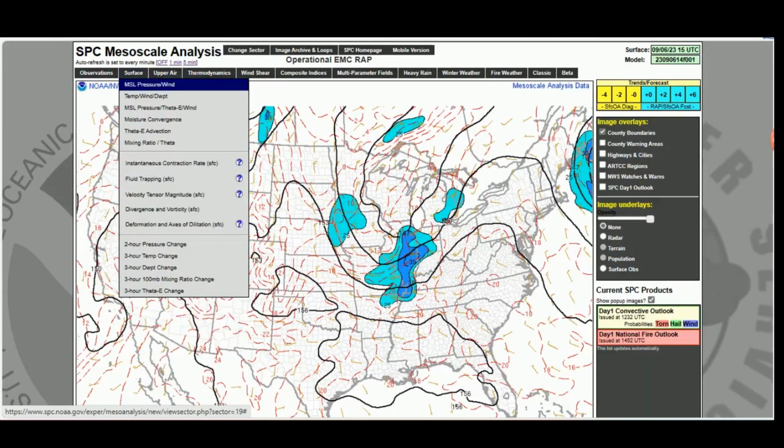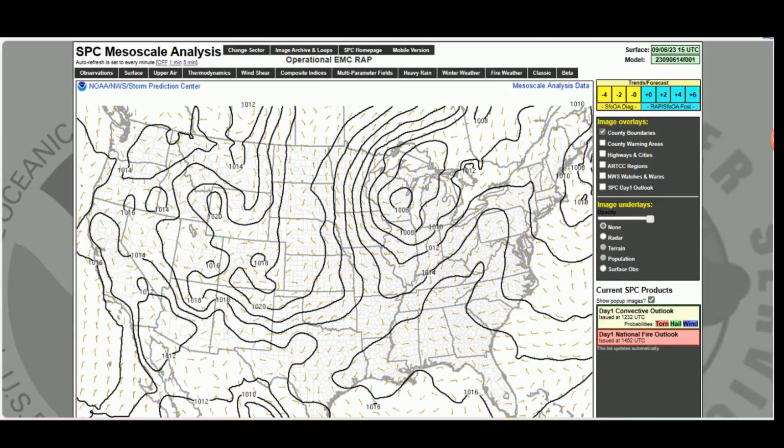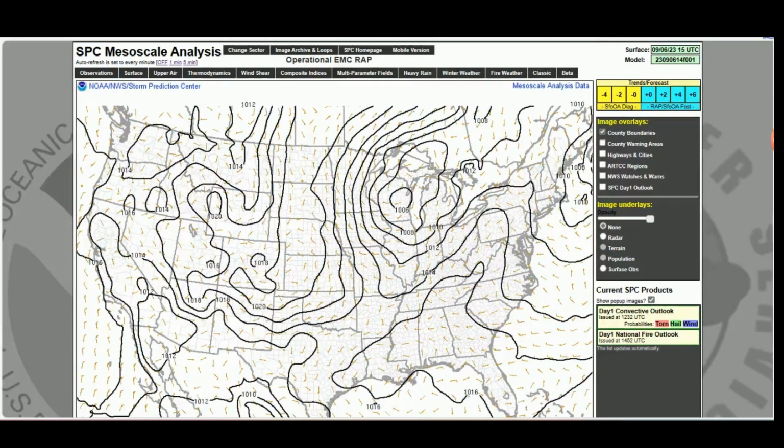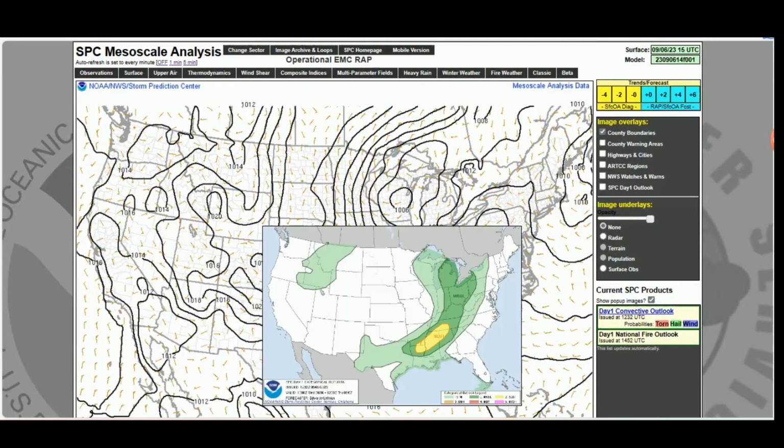And then we'll look down at the surface, and we have a surface low that is over Wisconsin. The low pressure center is in the eastern part of Wisconsin, and that is dragging a cold front down through the Midwestern states and into the southern U.S. And then this cold front is going to be interacting with a pretty moist and unstable air mass ahead of it, and so that's going to set the stage for a few severe thunderstorms.